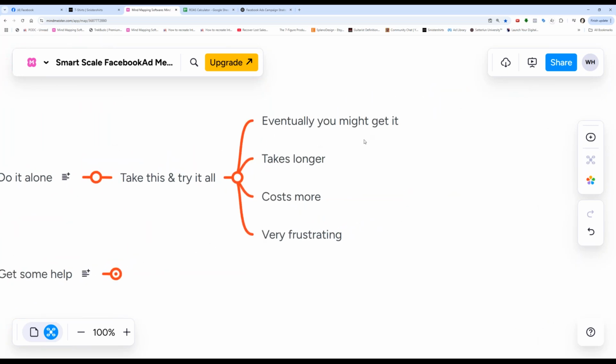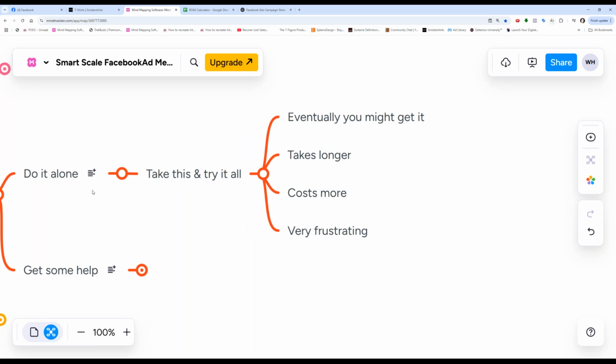So eventually you might get it. It takes a little bit longer, costs a little bit more, and can be very frustrating, especially if you're not really experienced with Facebook ads. It can be very, very frustrating. If you have a lot of experience, you might be able to replicate what I just showed you in your own ad accounts very easily.